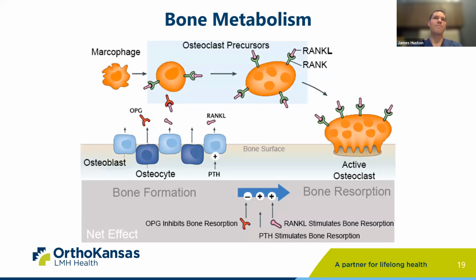But this is shamelessly stolen from the internet, but it does have a lot of information on it that can help to understand bone metabolism. So osteocytes are your bone cells. Osteo means bone, cyte means cell. Osteoblasts are the cells that are actually creating or encouraging the production of those bone cells.